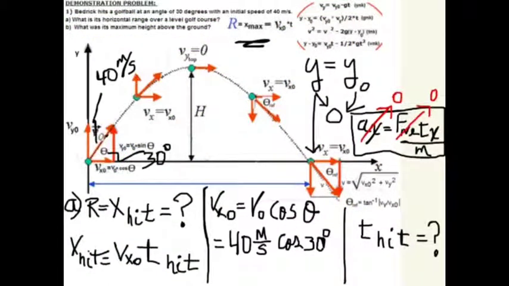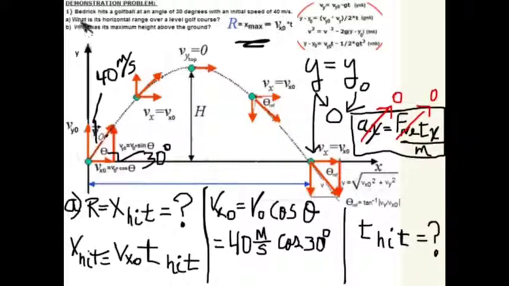Demonstration problem from group work quiz for chapter 3 on projectile motion, from the section where y hit or y final is equal to y initial or y naught, meaning that the projectile was fired over a level surface. Putting the origin at that level surface means that y final is 0, as is y initial. So the change in y, the displacement in y, is 0.